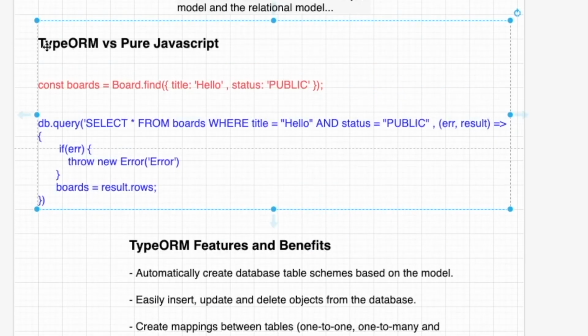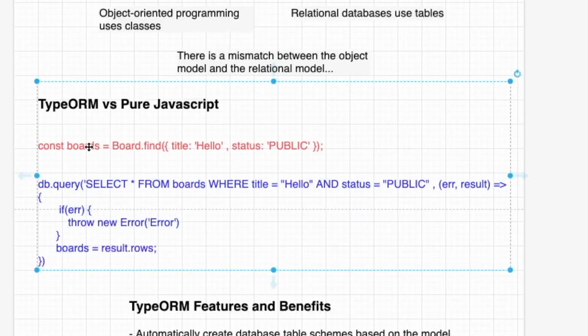If you look at here, this is TypeORM versus pure JavaScript. When we use pure JavaScript and try to select some data from the database, we can do it like that: DB query and select everything from birth, where, like this. But if we use TypeORM, we can do it like this. It is much simpler than this one.